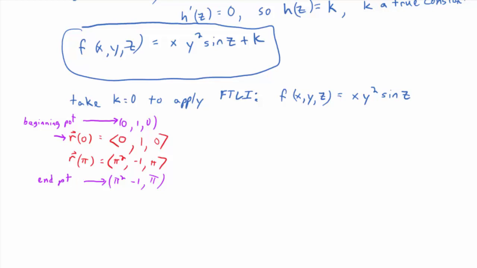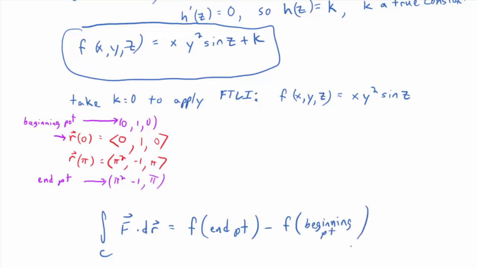And we know from the fundamental theorem of line integrals that the integral over the vector field represented by this symbolism is simply going to be little f of the endpoint minus little f of the beginning point. Does that make sense? So that means f of what minus f of what? f of pi squared, -1, pi minus f of 0, 1, 0. Pi squared, -1, pi is your endpoint, f of your endpoint, and then f of 0, 1, 0 is f of your beginning point.